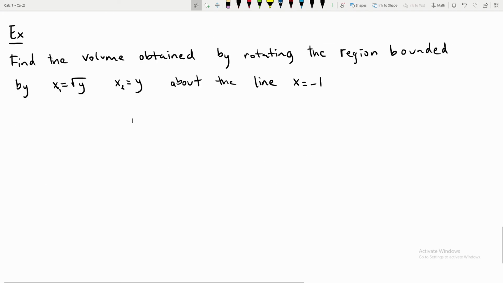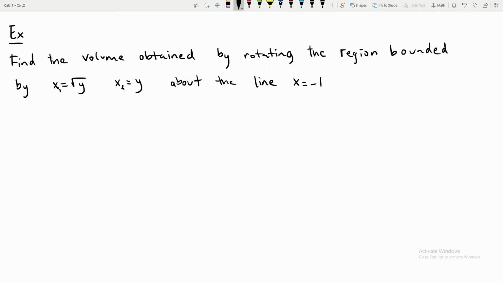So now for the last example, we're asked to find the volume obtained by rotating the region bounded by x equals the square root of y, x equals y, about the line x equals 1. So in previous examples, we were rotating about either the y-axis or the x-axis. However, in this case, we are asked to rotate it about this line x equals 1.